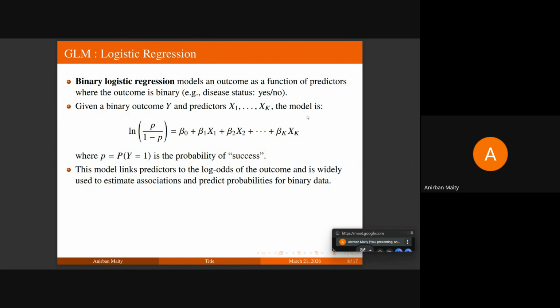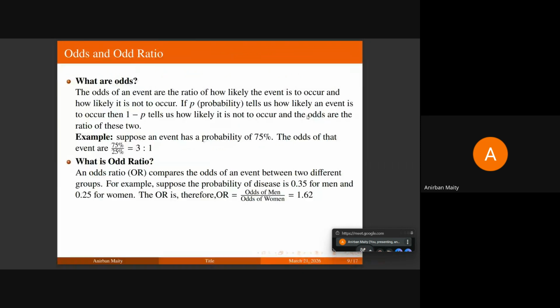Binary logistic regression means, as I have told, if your response variable follows the Bernoulli distribution, you want to model the binary outcomes, that means yes or no. So this is modeled as log of odds. This p by 1 minus p is known as the odds ratio or the odds. We are trying to model the log of odds as beta naught plus beta 1 x1 plus beta 2 x2 and so on. Here p is the probability of success, and this model links the predictors to the log odds of the outcome and is widely used to estimate the association and predict the probabilities for binary data. So this is all about logistic regression.